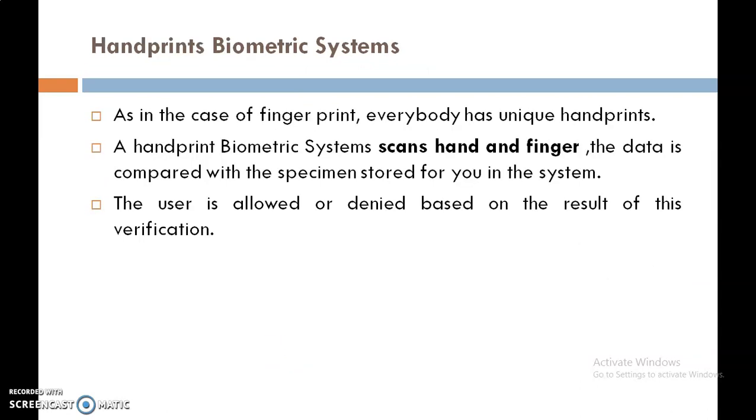Next, Handprint Biometric System. As in the case of fingerprints, everybody has unique handprints also. A handprint biometric system scans the hand and fingers, and then the data is compared with the specimen copy stored in the system. The user is allowed or denied based on the result of this verification technique.